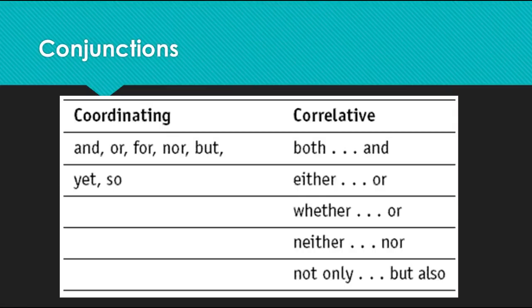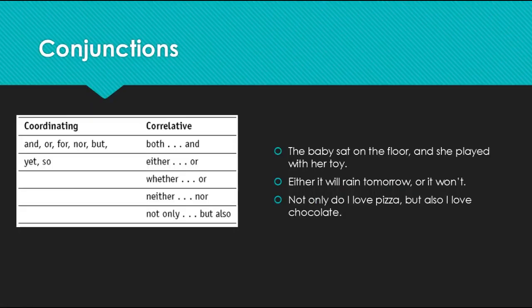The fanboys are more to the left, okay? You can also do a double conjunction, which are called correlative. So both-and, if you put them together, either-or, whether-or, neither-nor, not only-but also. This will be on the next slide as well.